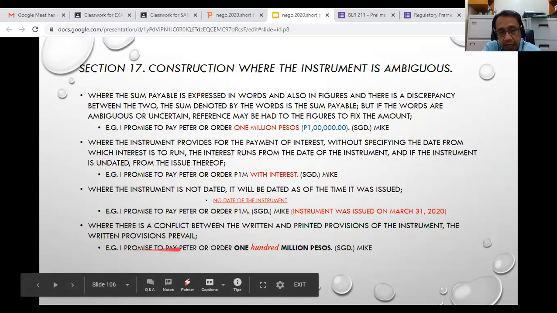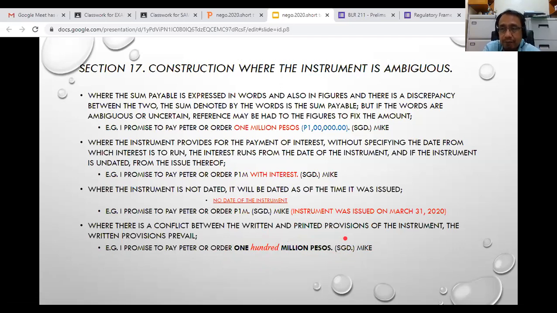For example, I promise to pay Peter or order 1 million pesos, signed Mike. Tapos yung 100, naka-intercalate lang yan, naka-insert lang yan. 100 million. So magkano ang babayaran ko? Is it 1 million or 100 million? It would be 100 million pesos. Okay? Because the written provision will prevail over the printed provision. Yung printed, yung nako-computerize o kaya yung naka-type written.